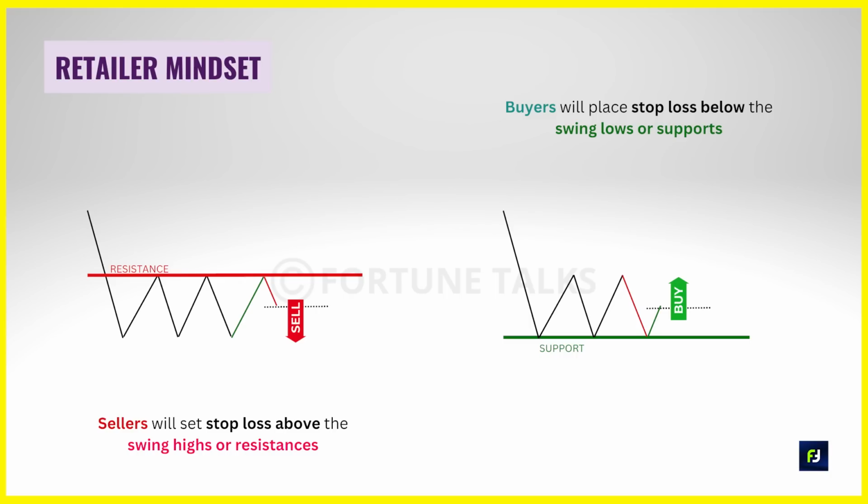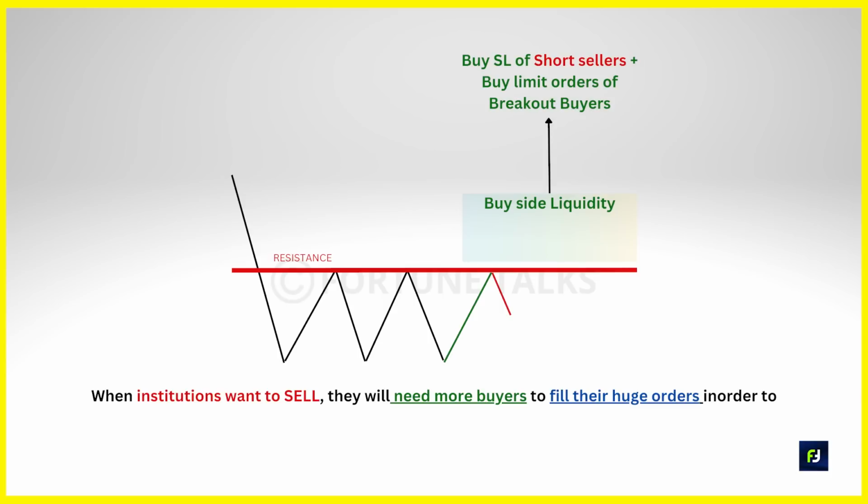Generally, from a retailer point of view, the stop loss is placed above the swing high for a short trade position and they will set their stop loss below the swing low for buy orders. Now, when institutions and big banks want to sell, they will need more buyers. It's obvious, right? So what will they do? Keep in mind that these big players are looking to sell at higher prices, so they will require more buyers to buy from them at higher valuations.